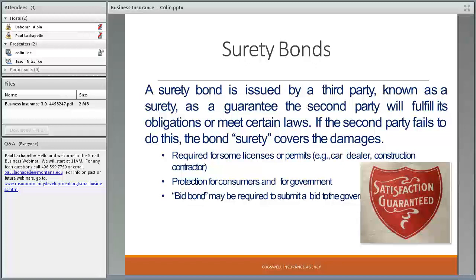For example, in our office we have a bonding department. I don't write bonds, but they specialize in bonds, and they're a little bit different than insurance. In fact, if a contractor has a claim on a bond, the surety will pay the owner, but then the surety will come after the contractor for whatever it paid the owner. So it's not quite an insurance policy. It's almost like a guarantee, like satisfaction guaranteed. It's a way of an owner getting a guarantee that the contractor is going to perform and finish the work, and if not, the owner will be reimbursed by the surety.